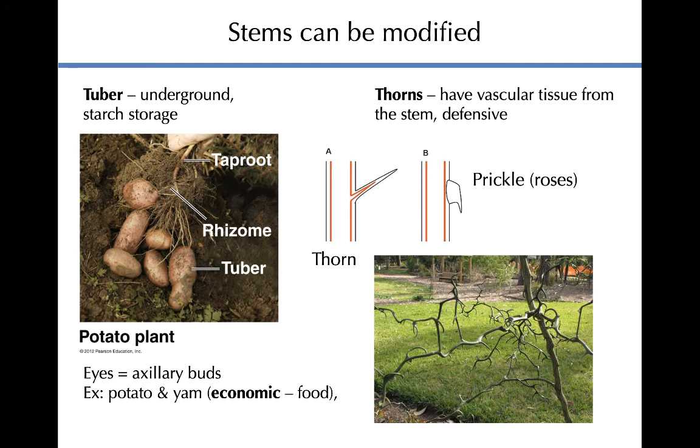Tubers are underground storage stems like a potato. A white potato, which is also red potatoes, golden potatoes. Yams are also tubers. Sweet potatoes are roots. Not the same. But white potatoes are tubers. They live underground. Obviously, they're storing starch.